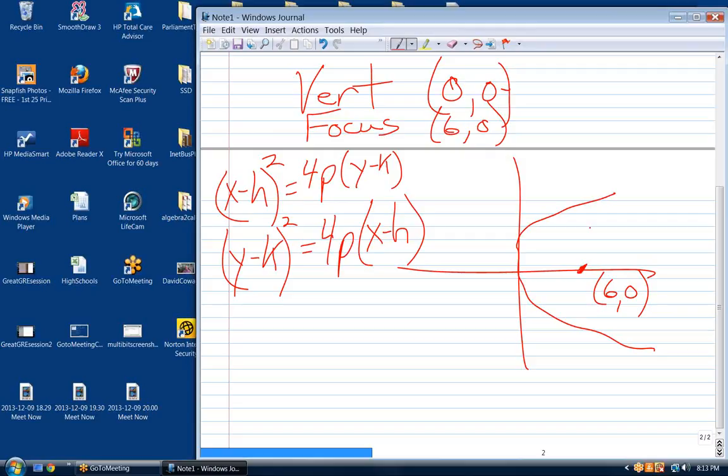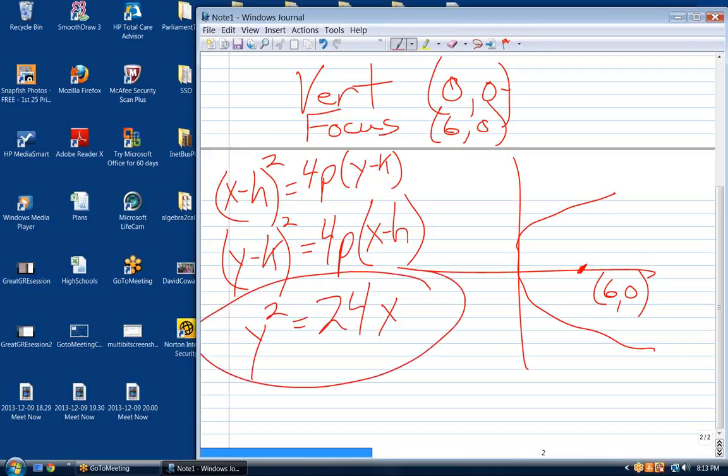So the same essential solution, I know that p is 6, but it's y squared equals 24x. That fits those 2 points. So when you're dealing with parabolas, the first thing you have to kind of determine is whether you're dealing with a vertical or a horizontal one. Because vertical ones use this format, horizontal ones use that format.